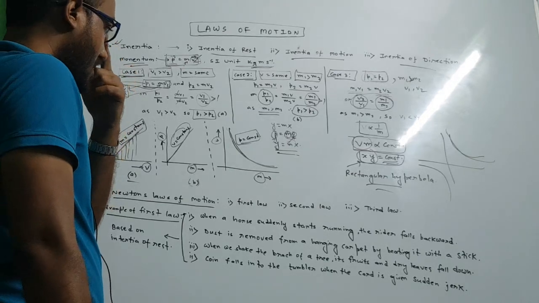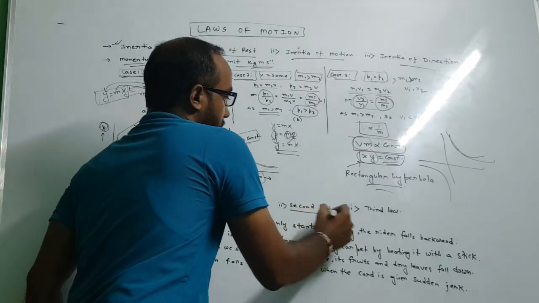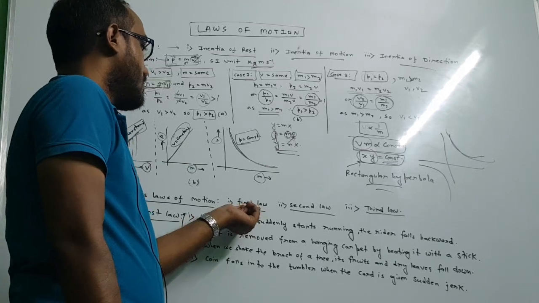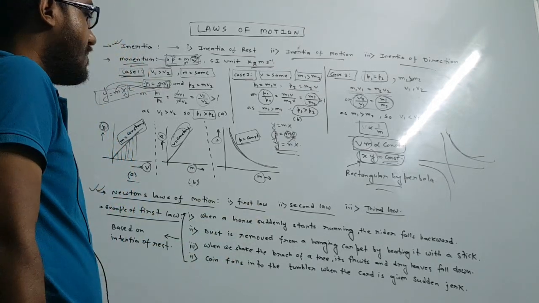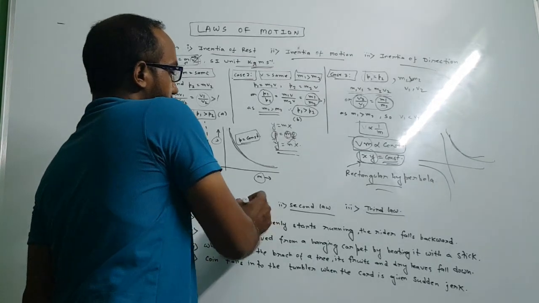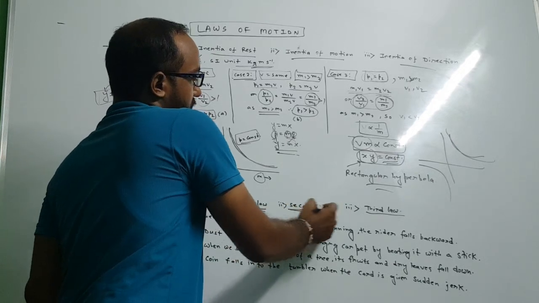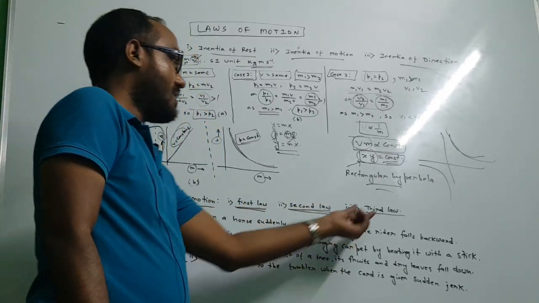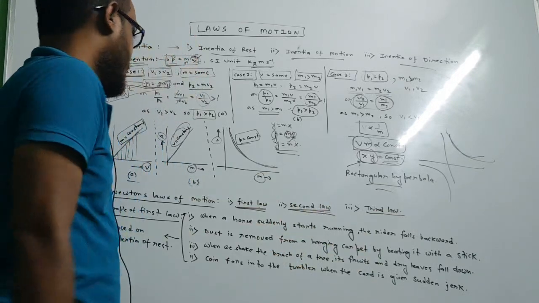Now we are moving forward to Newton's laws of motion, which we have already learnt at the 9-10 level. It consists of the first law, second law and third law. The first law is related to inertia of motion and inertia of rest, the second law is related to the rate of change of momentum, and the third law is equal and opposite force.